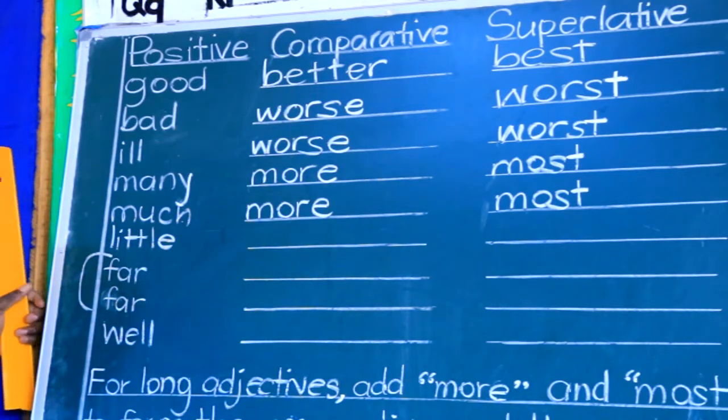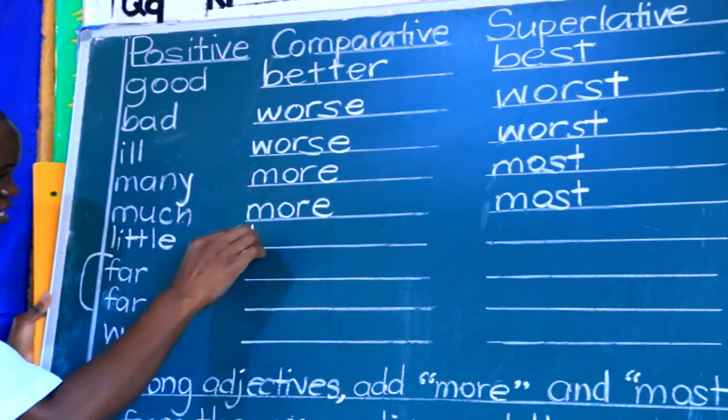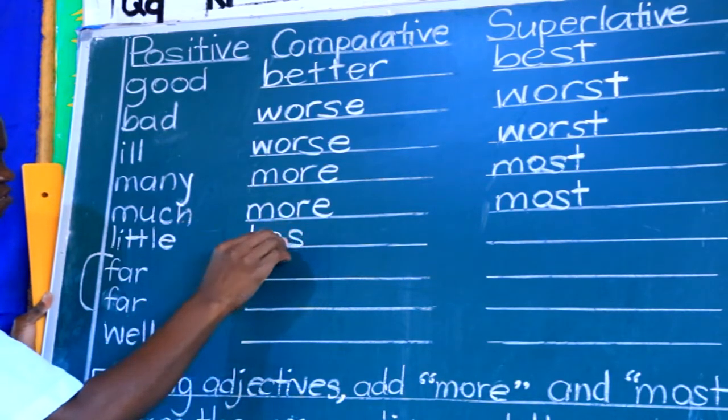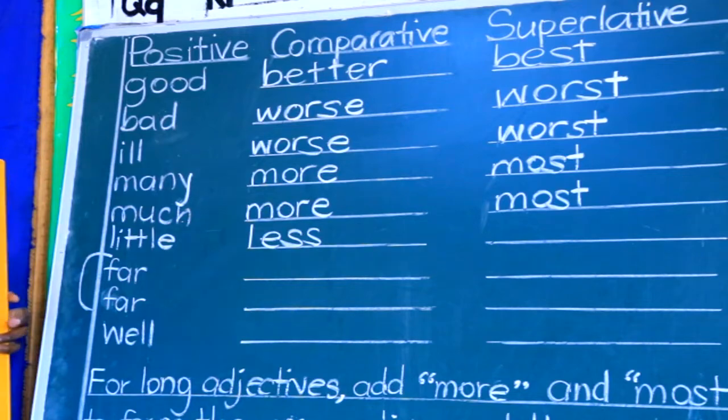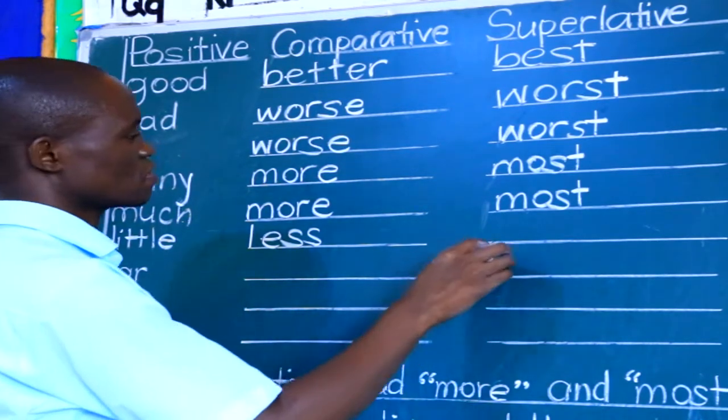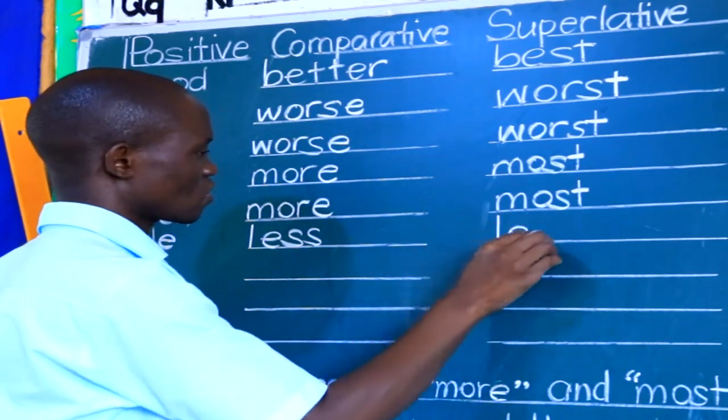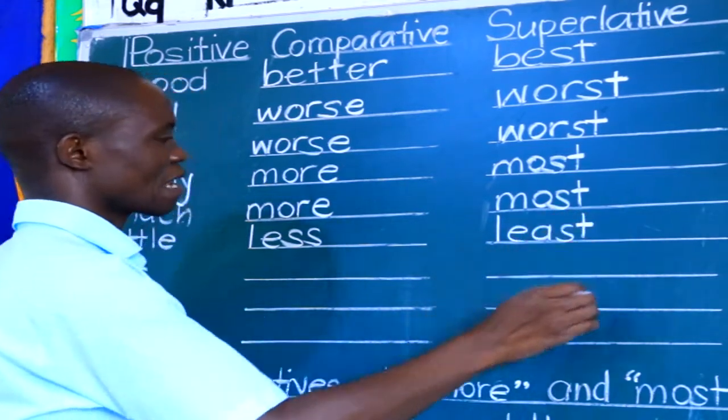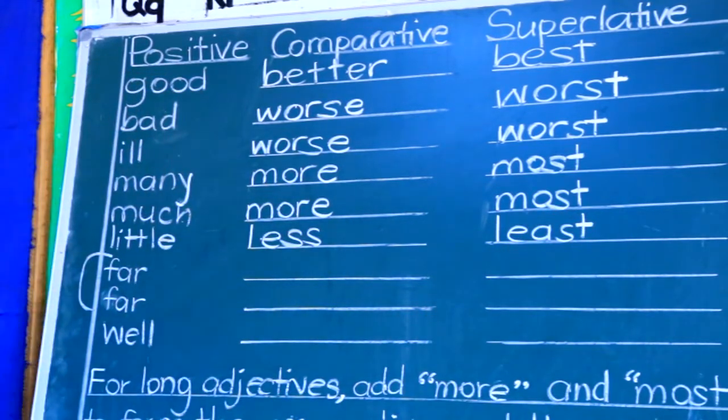Little. Little has its comparative as L-E-S-S. Less. Then its superlative is L-E-A-S-T. Least.